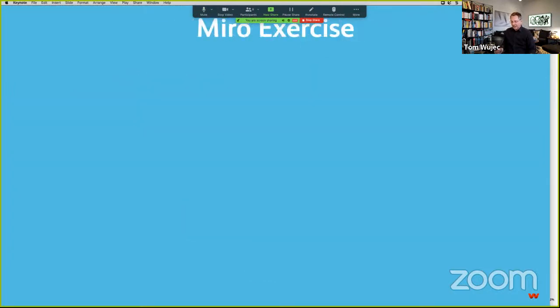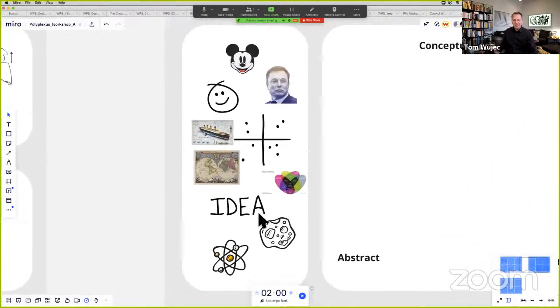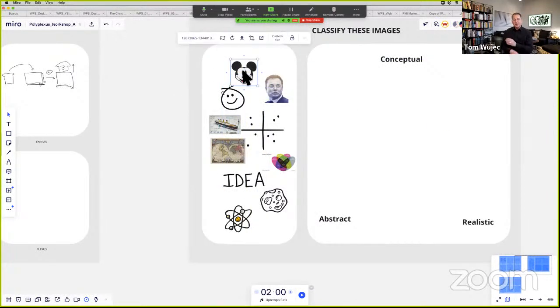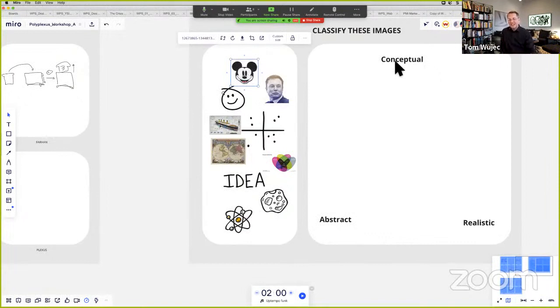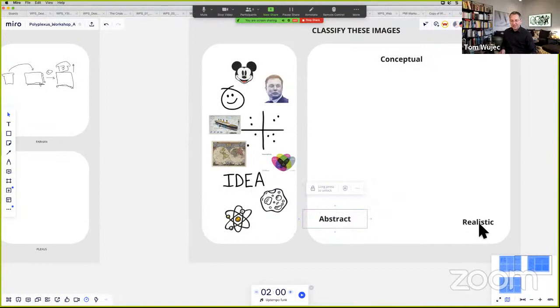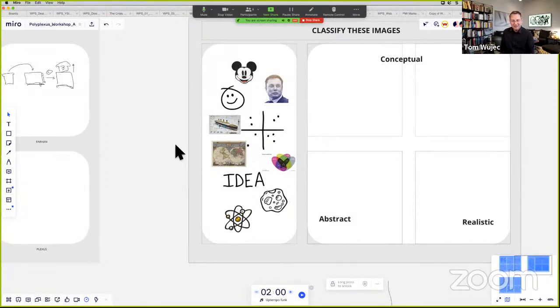So let's look at images. Let's go to the Miro board, and I'm going to invite the Miro participants to look at a few images here and to move them in, kind of categorize them. So what you can do is you can click any one of these, pick it, and then move it around. And where would it go? So I put this little simple, oversimplified classification of conceptual images, abstract images and realistic images. And so if you're going to drag and drop these, where would the picture of Elon Musk go, Mickey Mouse go, the word idea, the graphic of the outdated version of an atom? So go ahead and start, use the little arrow, drag them across.